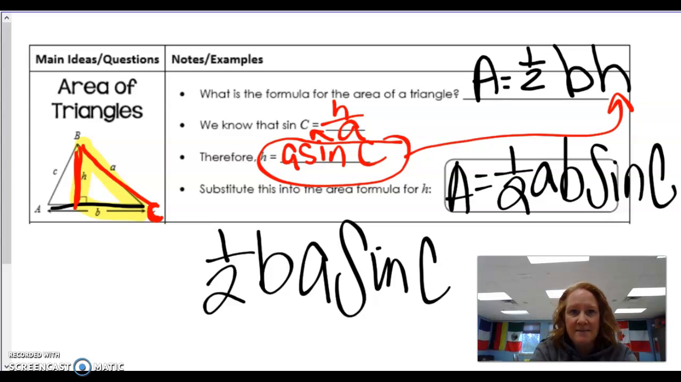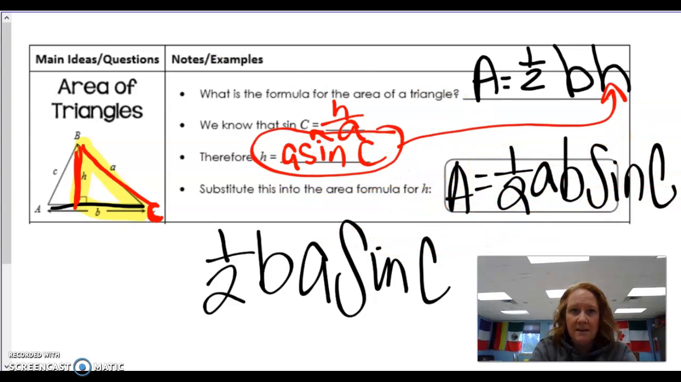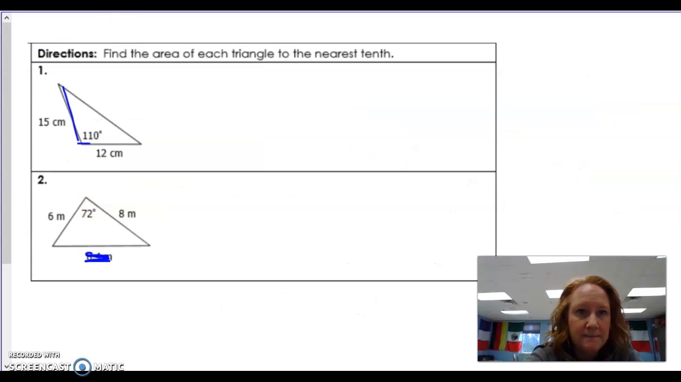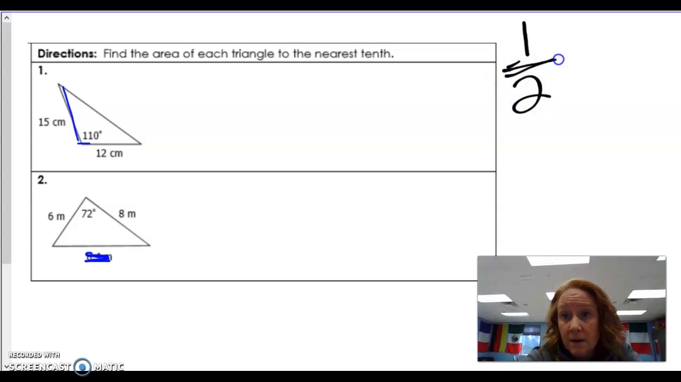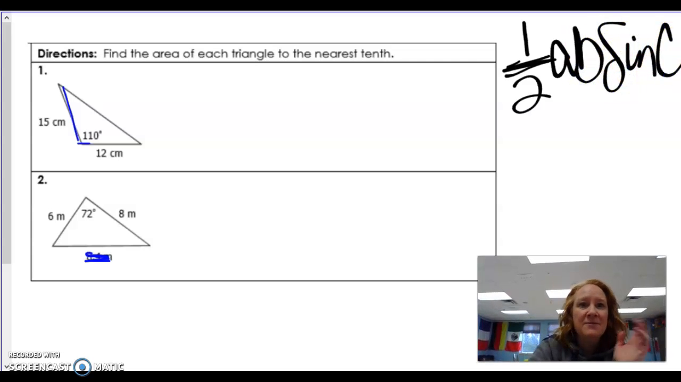All right, so 1/2 AB sine C. 1/2 AB sine C. 1/2 AB sine C. Okay, if we know that, then we can find all the things.